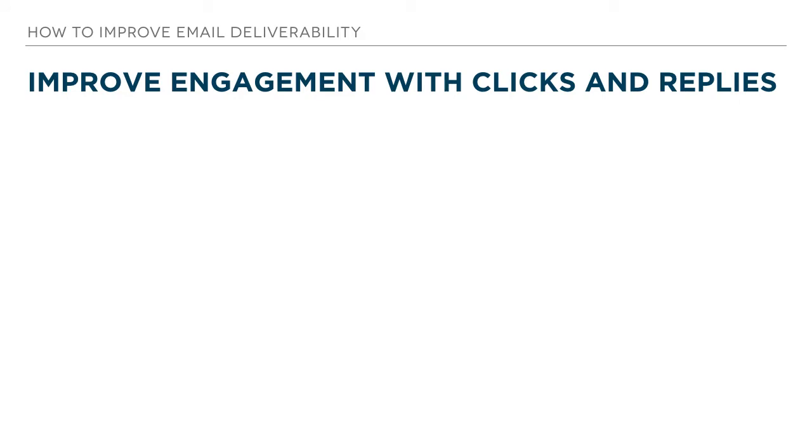Okay, next step, improve engagement with clicks and replies. Now, these email providers are getting really savvy. They recognize that if someone clicks an email, they probably like that email. And therefore, we should have that email end up in the inbox and maybe not in the promotions folder. And maybe even more importantly, if someone replies to an email and they have a back and forth conversation, then that email or emails in the future from that sender might end up in the inbox instead of the promotions folder or spam folder at a higher rate.